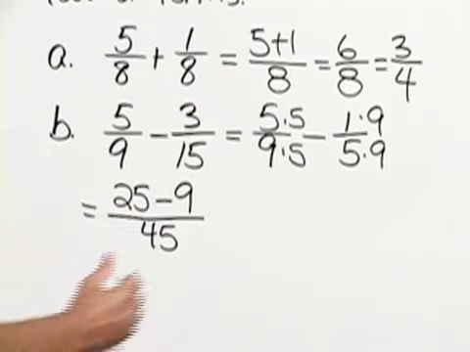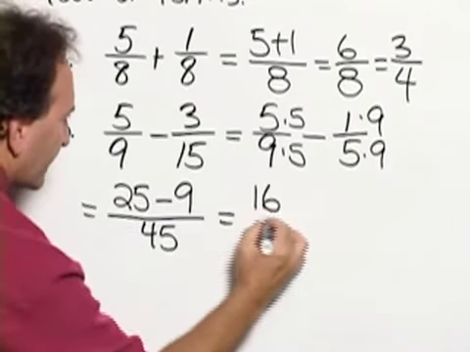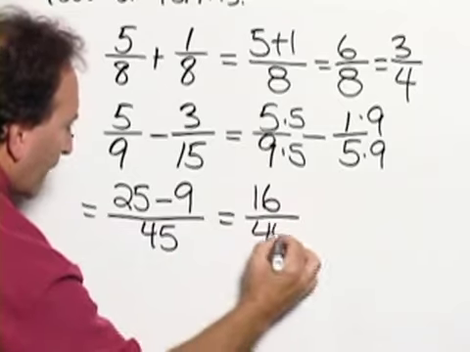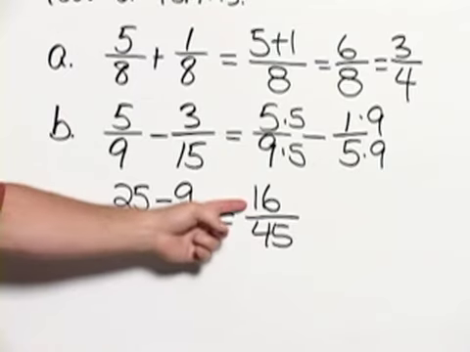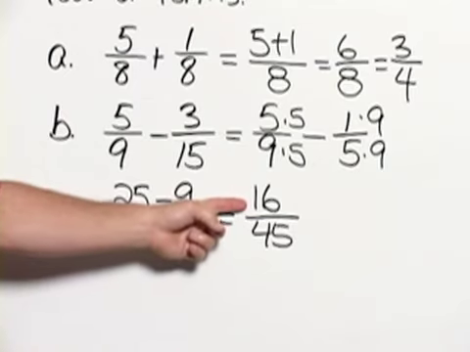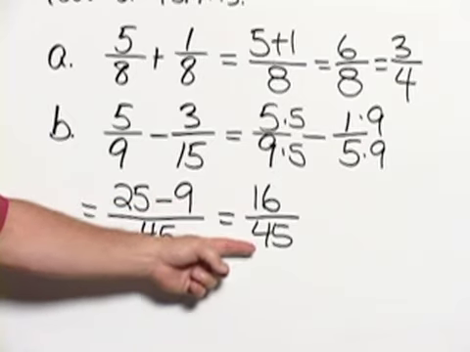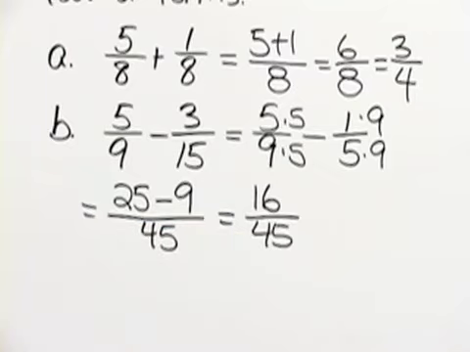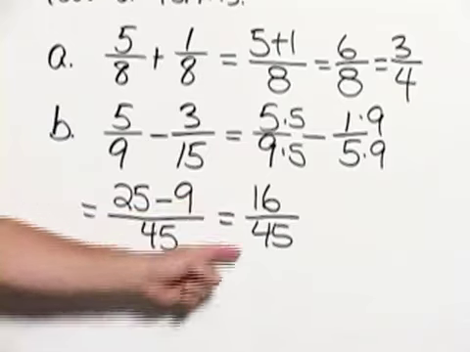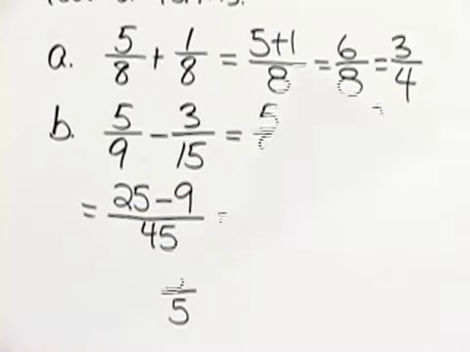25 minus 9 is equal to 16 over the common denominator of 45, and we need to look to see if it would reduce. Factors of 16 are 2 times 2 times 2 times 2. For 45, it's 9 times 5 or 3 times 3 times 5. There are no common factors, so the lowest terms is 16/45.